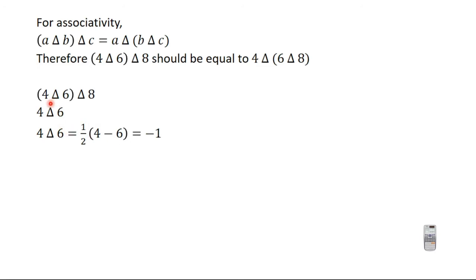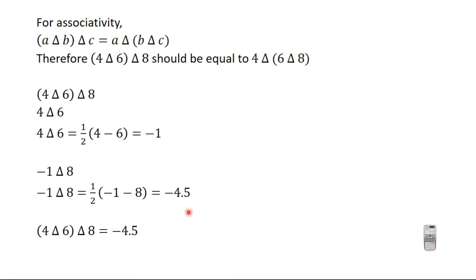Now, since what is in the bracket is negative 1, you replace 4 delta 6 with negative 1. So we are going to get negative 1 delta 8. Then we do the computation again. Negative 1 is going to be A and 8 is going to be B. After we've done the computation, you are going to get negative 4.5. So we can see from here that 4 delta 6 in bracket delta 8 is giving us negative 4.5.